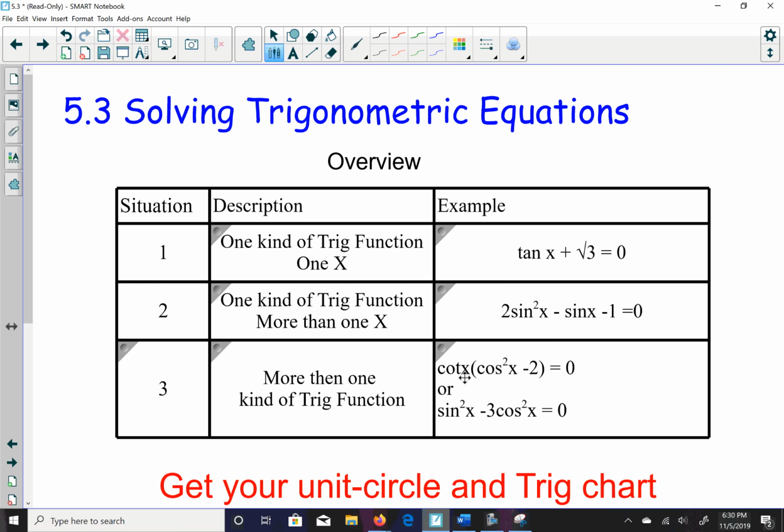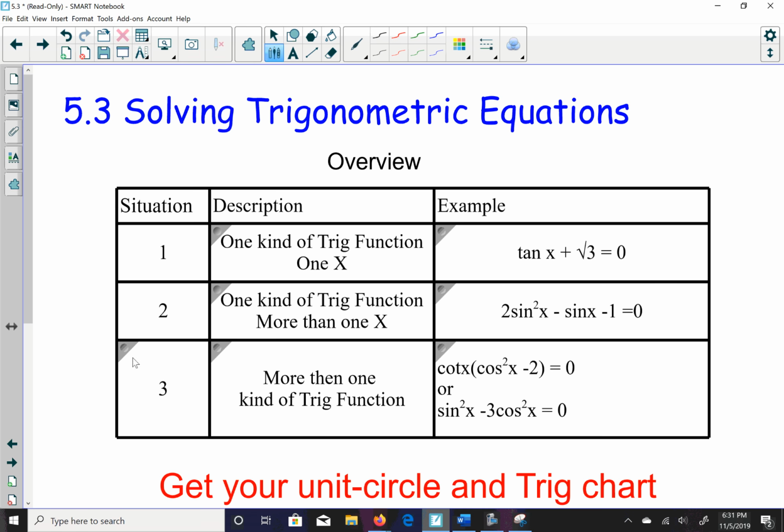So if I have cotangent of x times the quantity cosine squared x minus 2, I have two separate different trig functions. One would be the cotangent, one would be the cosine. Another example would be sine squared x minus 3 cosine squared x is equal to 0. Again, two different trig functions: I have the sine of x and the cosine of x.